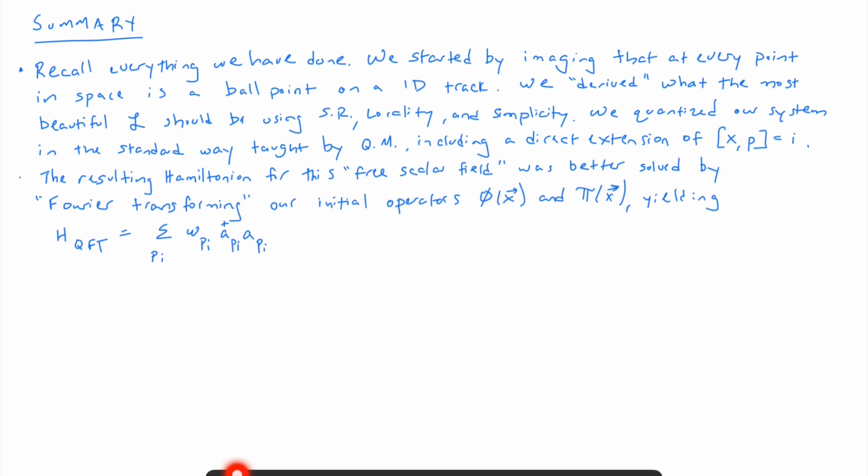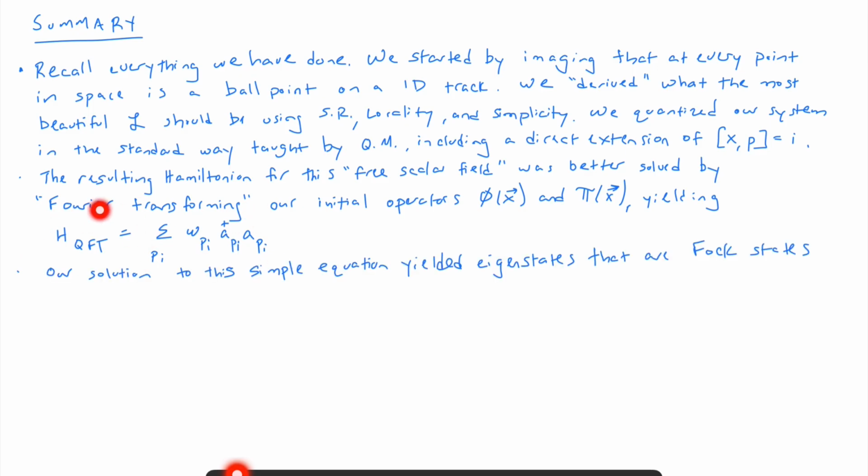Instead of dealing with the more clearly defined form, we realized we can, quote unquote, Fourier transform our initial operators, phi of x and pi of x, in terms of these things called A and A daggers. And that ultimately, through some mathematics that was somewhat tedious in the previous lectures, gave us a new form for the Hamiltonian of QFT. It's this simple formula in terms of A and A daggers.